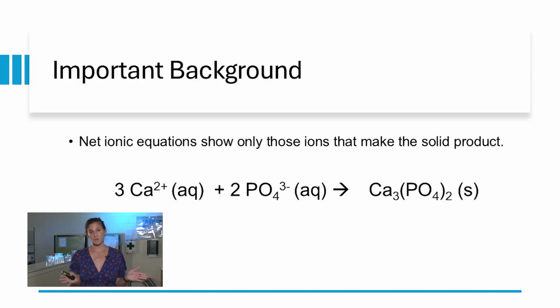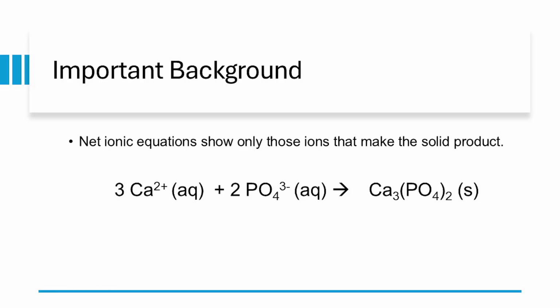They just swam around the whole time. In the case of this reaction, the only ones that reacted were the 3 calcium ions with the 2 phosphate ions to make the calcium phosphate solid. The sodium and the nitrate were just spectators. All they did was swim around, doing nothing in solution.